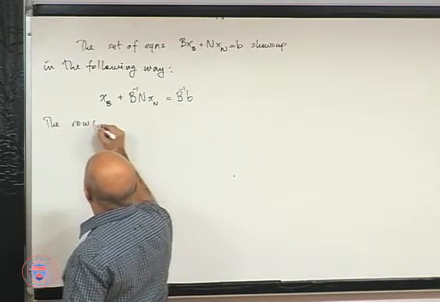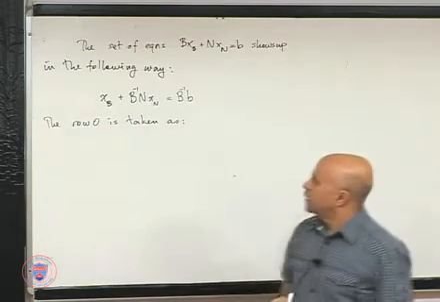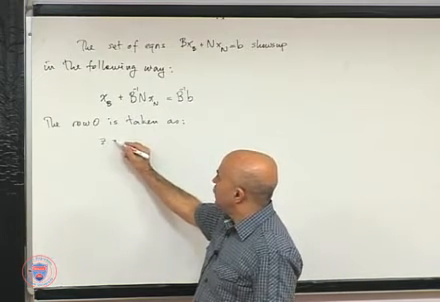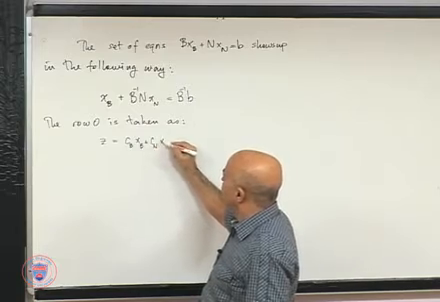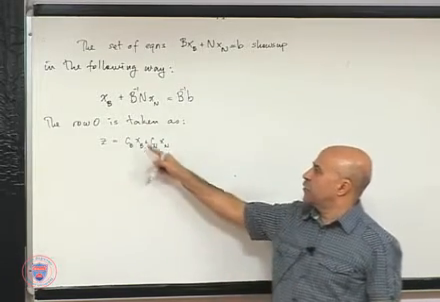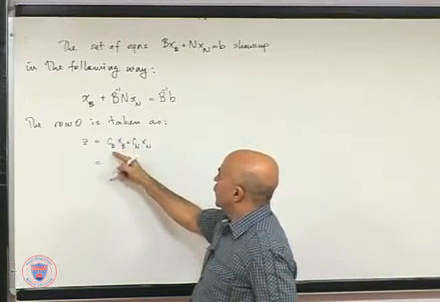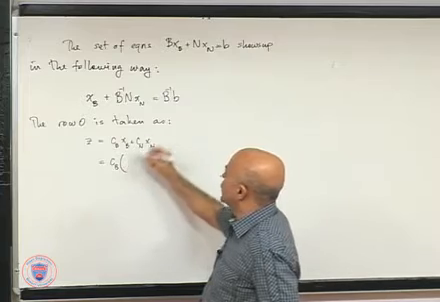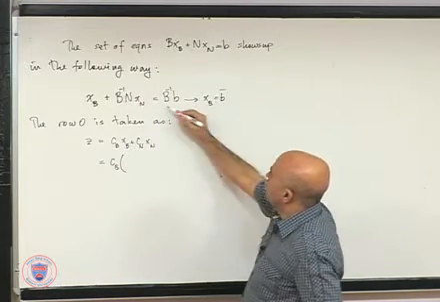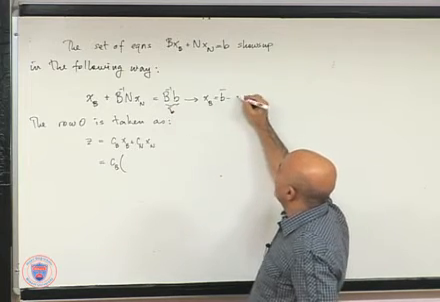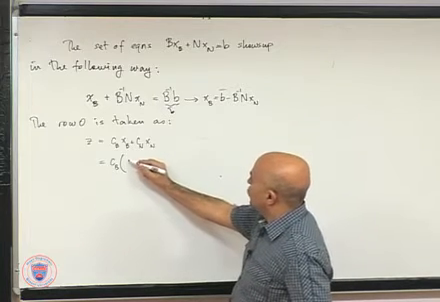The row 0 is taken as follows. We simply take z as CB XB plus CN XN, but we substitute for XB the solution we have here. So this will be CB times XB here, from here, of course, XB is equal to b bar, which is this part, minus B inverse N XN. And so you just substitute that here.